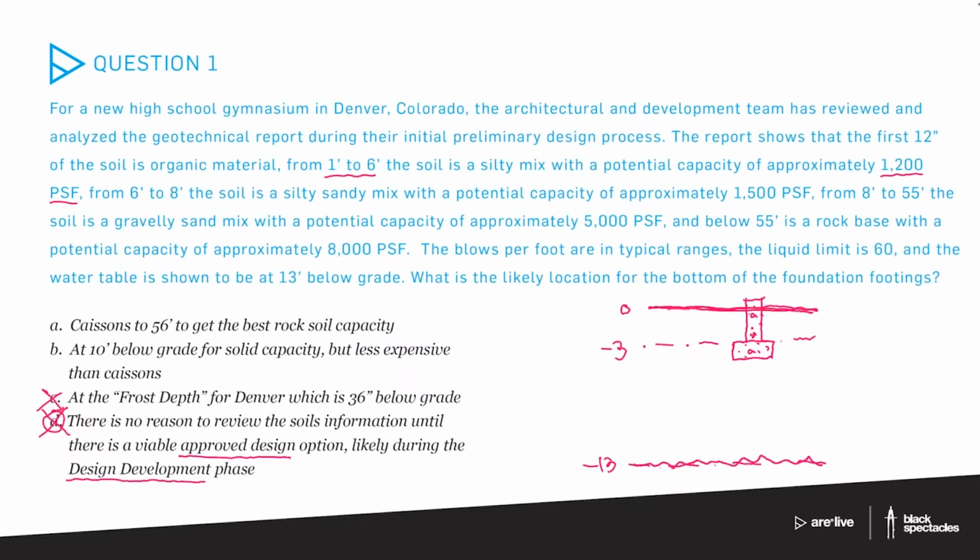So if we look at this, option B is going to be the best answer in this case. We're at 10 feet, which means we're 3 feet above the water table. We've got good bearing capacity, with it being 5,000 PSF. So for a gym, this is going to work ideally.